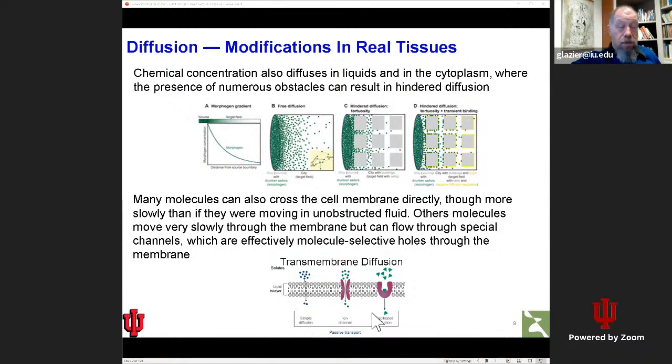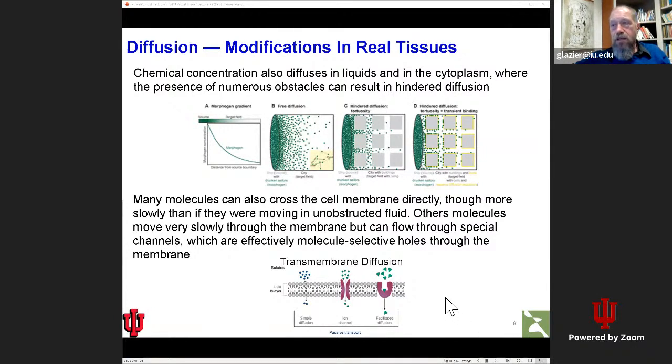You also have ion channels, which are essentially holes in the membrane, and the diameter of the hole will control what size molecules can go through it. Both of those are things that we can model relatively easily.